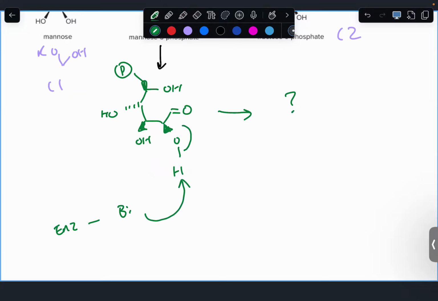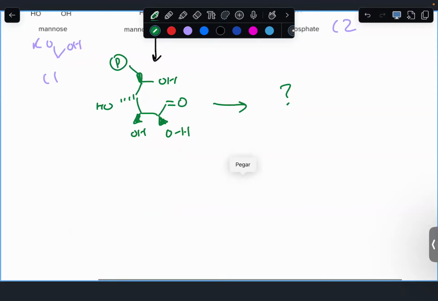Now, let me do my reaction arrows in a different color. I don't know if anyone actually looks at my notes. Okay, so it goes down there, forms the carbonyl. Wait a second. No, we have to do the tautomerization first. That's what makes these problems tricky. So we have to tautomerize right there first.